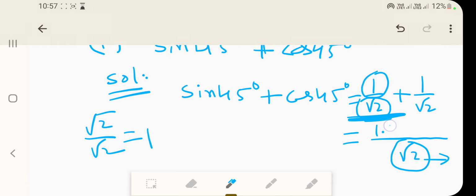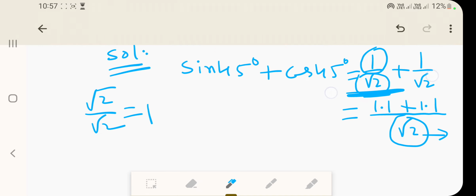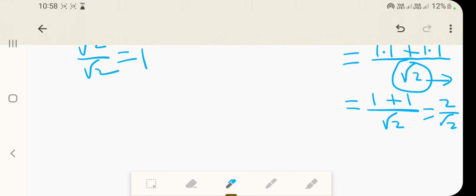So 1 into 1 we get, plus same thing for the second case, 1 into 1. So 1 into 1 is 1 plus 1 into 1 is 1 by root 2. So 1 plus 1 is 2, 2 by root 2 we get. We should never keep square root in the denominator. So the value which we got is 2 by root 2.